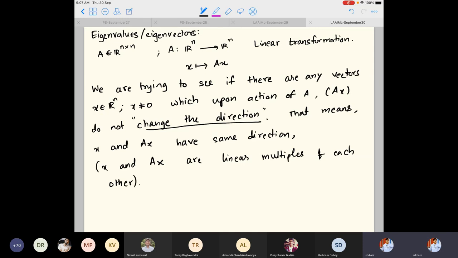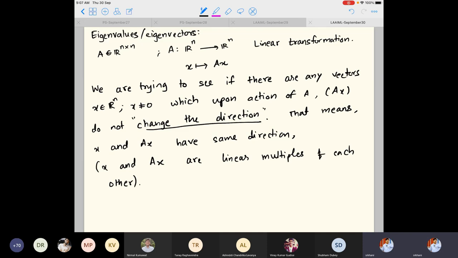Okay, so what we really are interested in, given a matrix A, what do we want to do? We want to interpret A as a linear transformation first. And once we understand A as a linear transformation, then we know that every vector x is going to its image Ax, right?